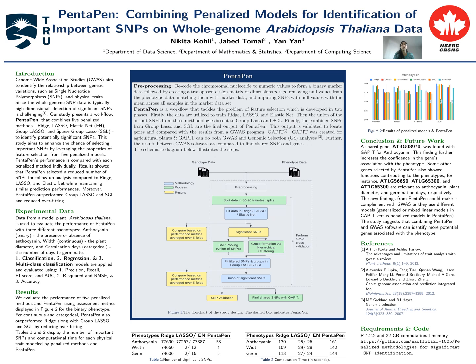Finally, there are 2 potential future works that researchers may focus on. First, we suggest combining Pentapen and GWAS software, which may help to identify more potential genes associated with the phenotype. Second, we may study how the model differences between GWAS and penalized models influence the varied SNPs identified from them.